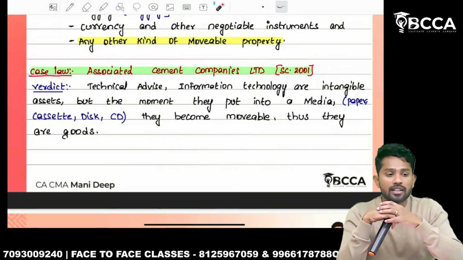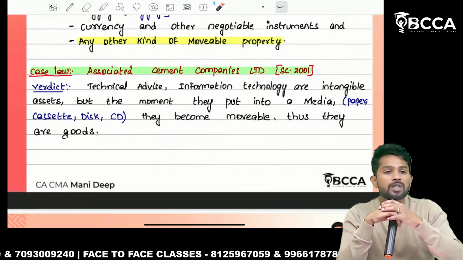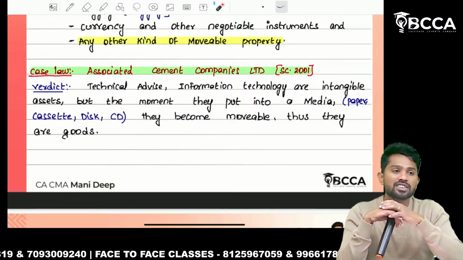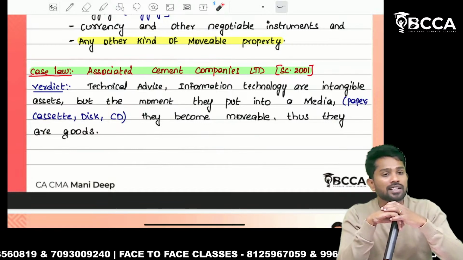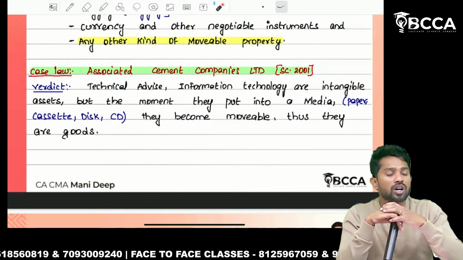Whereas ACC is arguing, how can it be called goods? Because these designs are intangibles. These are intellectual properties. These are intangibles. So we cannot call them goods.